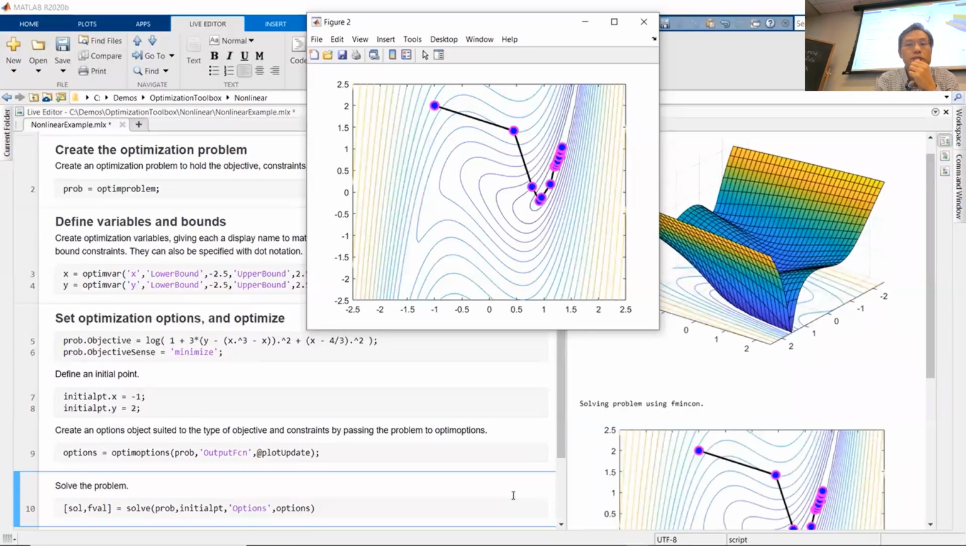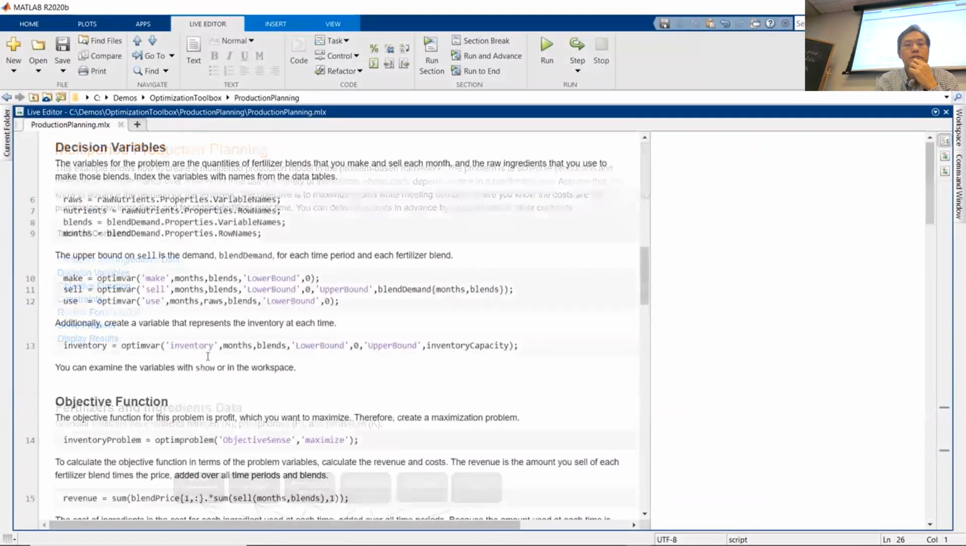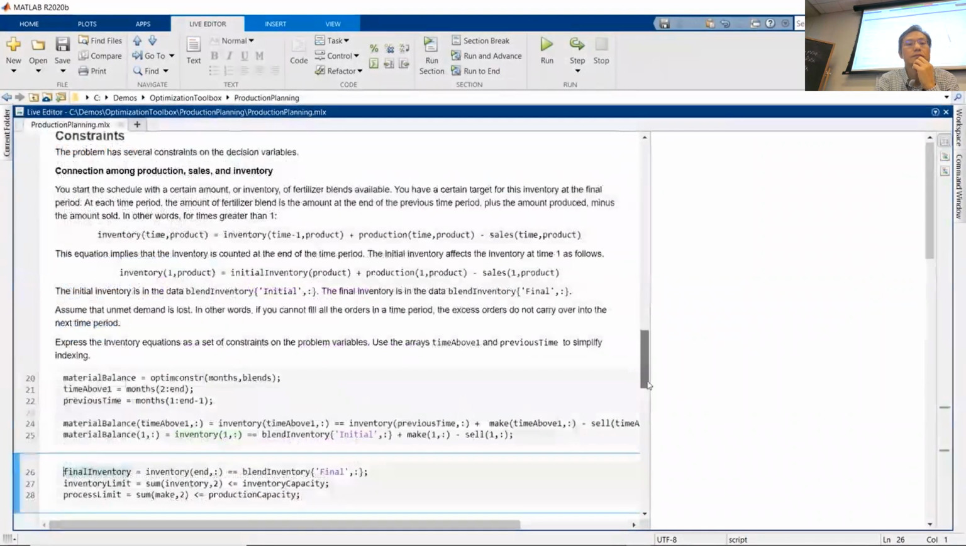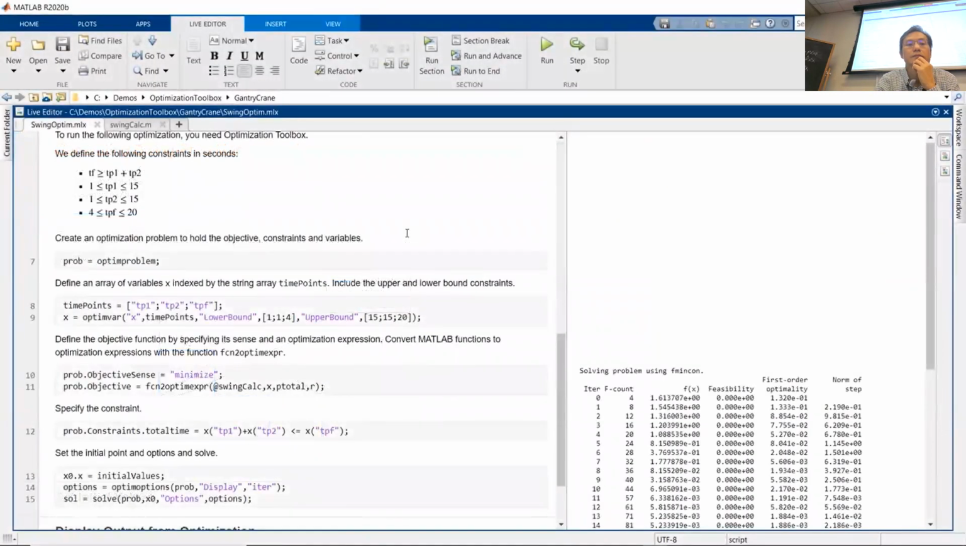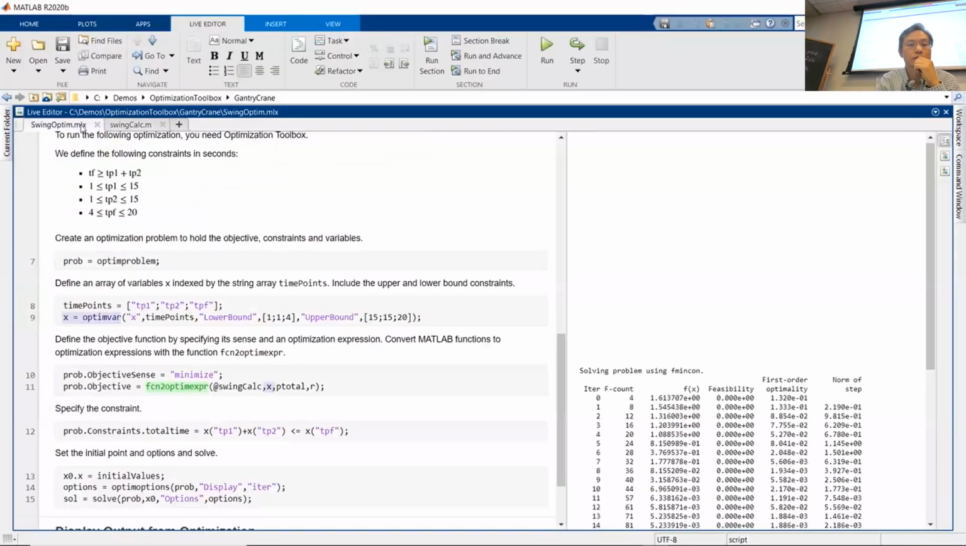faster gradient evaluations. Optimization problems often have sets of variables or constraints, like in this production planning problem. We can define arrays of optimization variables and constraints and index with numbers or strings, resulting in readable and compact representations of large problems. You can use the problem-based approach even when some functions are not naturally expressed as optimization expressions. This problem's objective function requires solving an ODE. You can convert this to an optimization expression and use it in a problem to be optimized.